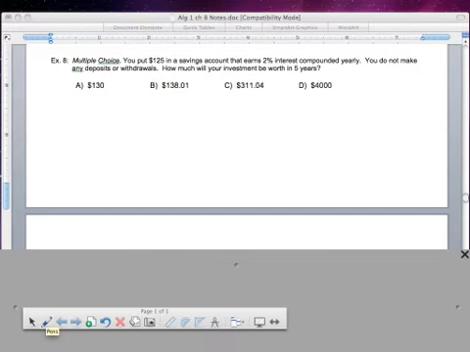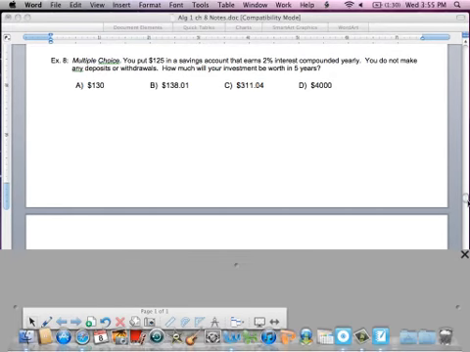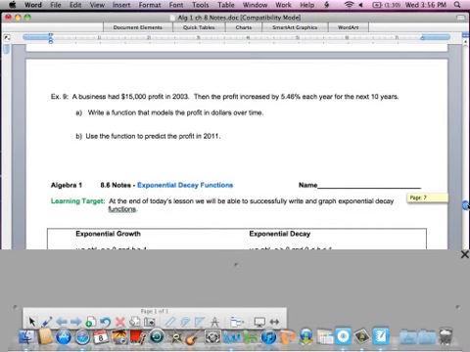Okay, I believe there's one more example here that we're going to look at with exponential growth, and then I'm going to have to go ahead and find the exponential decay example. So let's see here, see if I can get this. There we go.